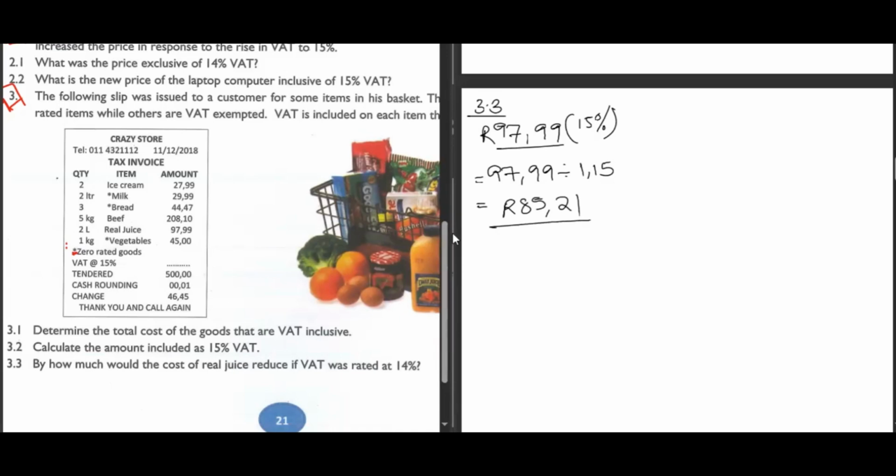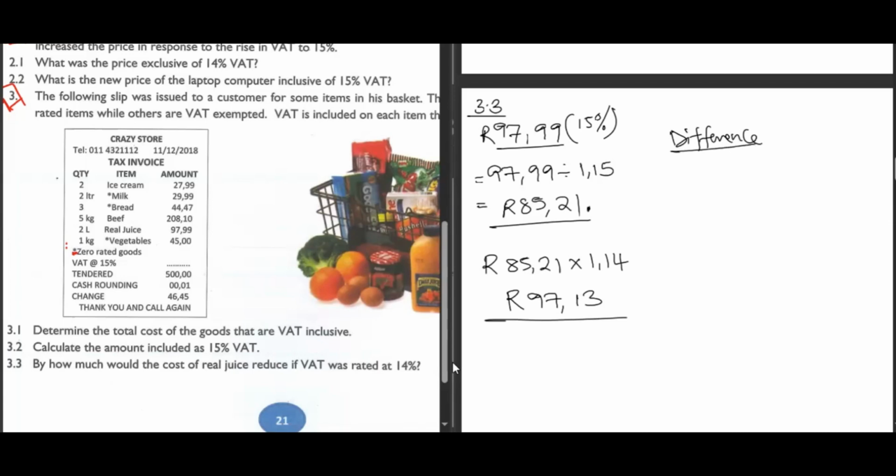But they're asking us the difference. So we shall pick this price here. We increase it by 14%. So we shall say 85 rands 21 cents times 1,14. Why am I increasing it by 1,14? Because you want to find out by how much it will change. So here we come, and the answer becomes 97 rands 13 cents.